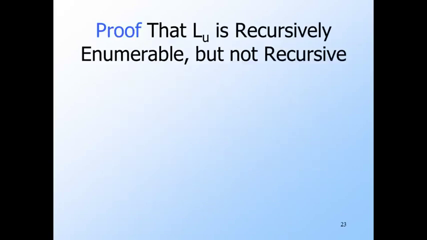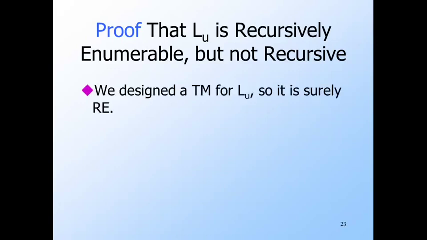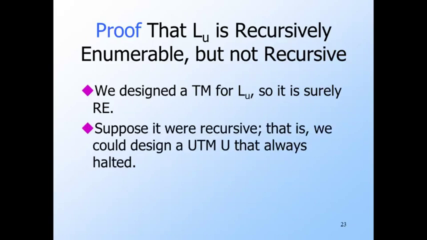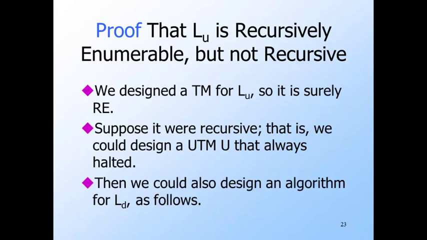We claim that the language L sub U is recursively enumerable but not recursive. We just showed that there is a Turing machine for the language L sub U, so surely L sub U is recursively enumerable. But suppose L sub U were recursive. That means there is a Turing machine that always halts and whose language is L sub U. If that were the case, then L sub D, the diagonalization language, would also be recursive. We're going to explain why on the next slide. But we already know that L sub D isn't recursively enumerable, let alone recursive.